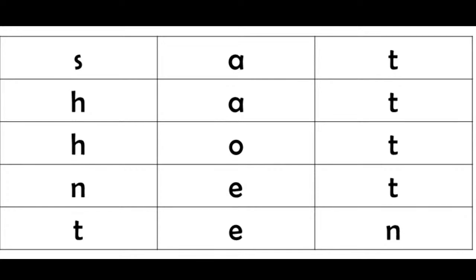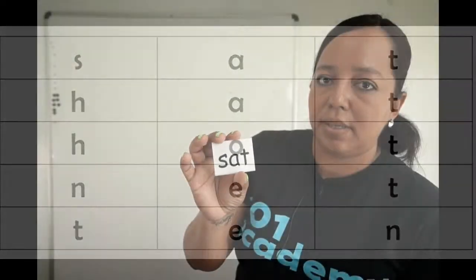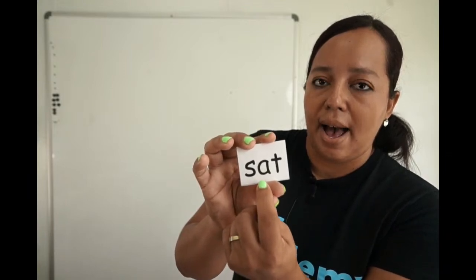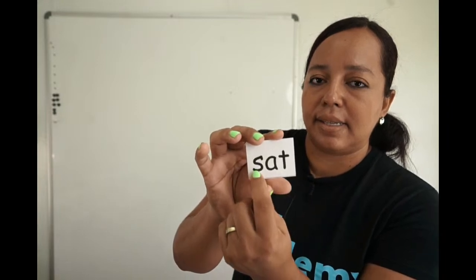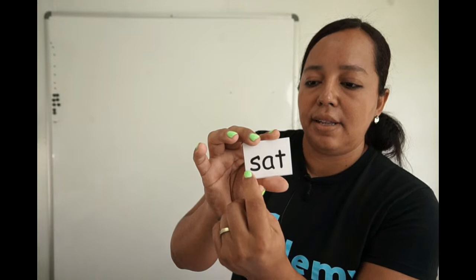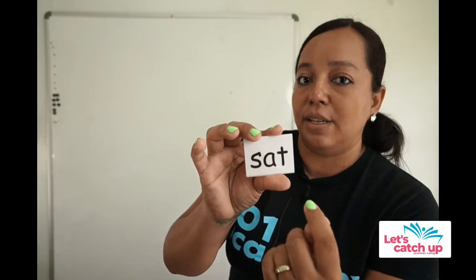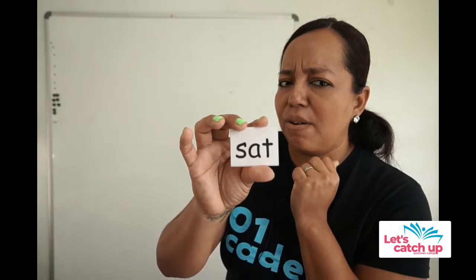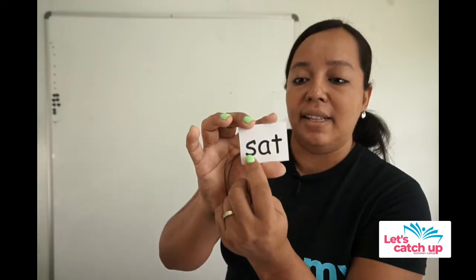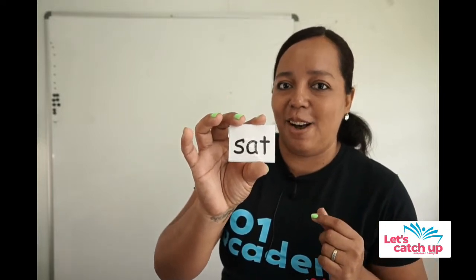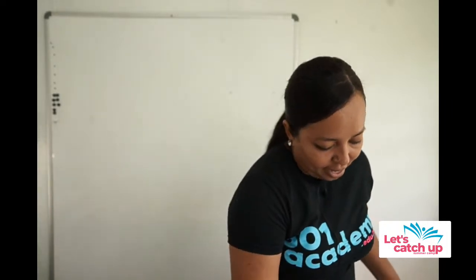S, A, and T. We want to sound these out, blend them, and make a word. S, A, T. Let's say it together. S, A, T. Do you hear the T? Is it at the beginning or at the end? At the end. Sat. Awesome. I hear some of you saying it loud and clear. Next one. Let's find our letter S again.